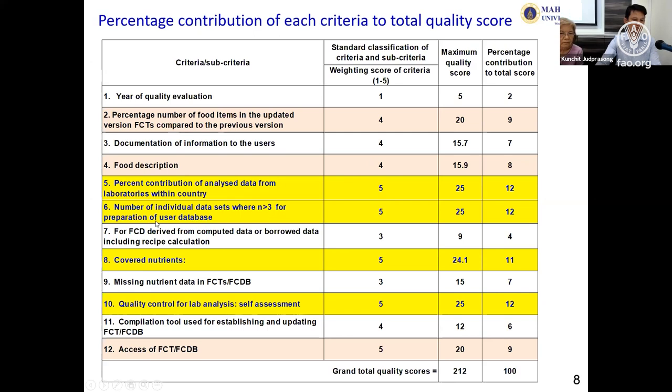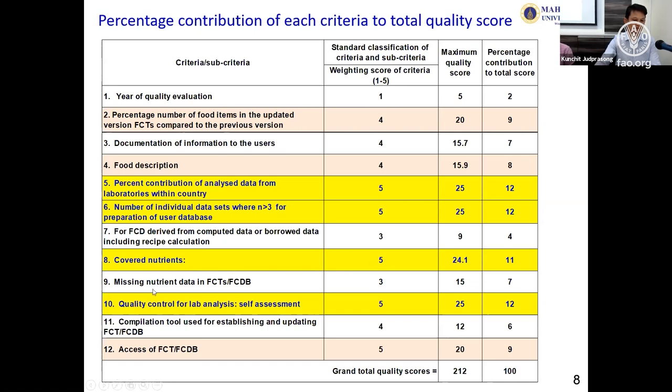Number 6 is the number of individual data sets, more than or equal to 3, for preparation of the user database. The maximum rating score is 5. Number 7 is the food conversion derived from computed data or borrowed data, including the recipe calculation. The score provided is only 3. Number 8 is the covered nutrients, which is a very important part of the database. So the consensus is a score of 5.